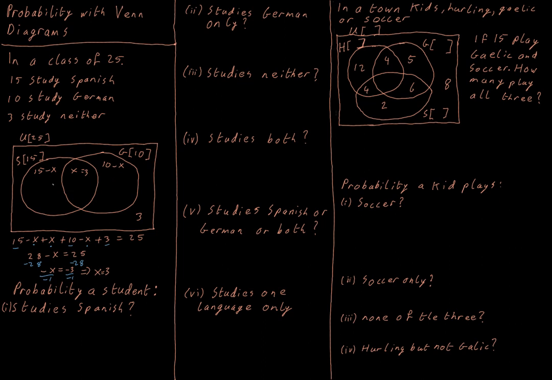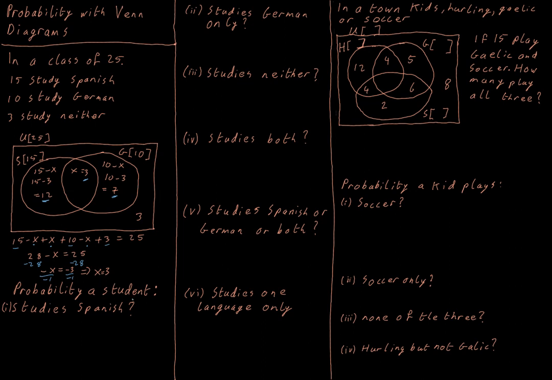And I can fill in the rest of the parts of my Venn diagram. So 15 minus 3 is going to give me 12 people who only study Spanish. 10 minus 3, so 7 people only study German. And as I have a little bit of messy stuff going on here, I might underline those so I don't get confused as to which number I'm talking about.